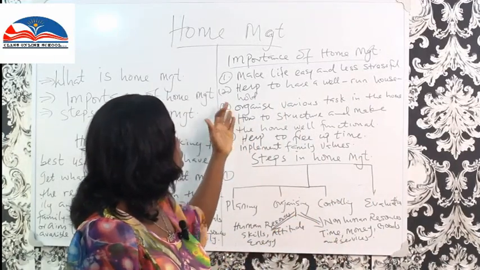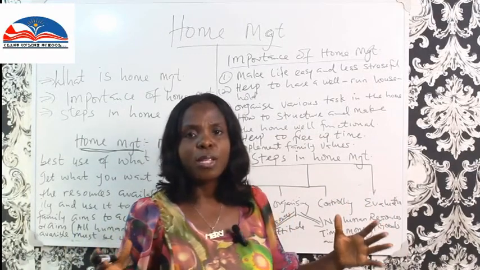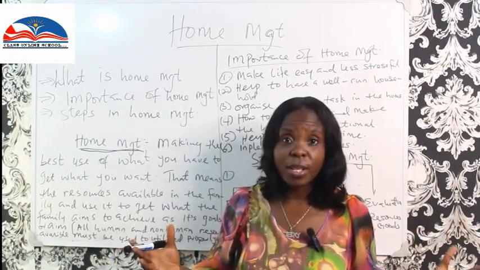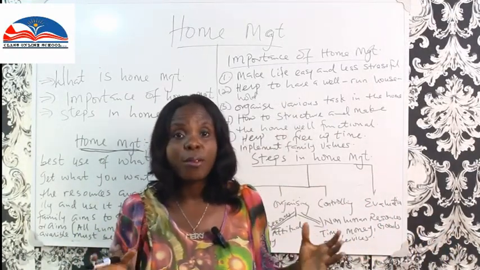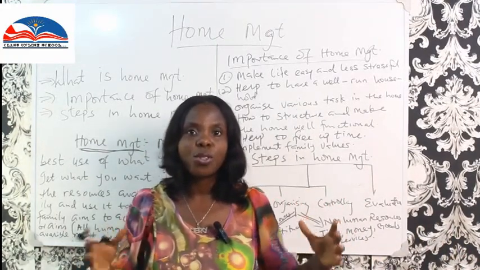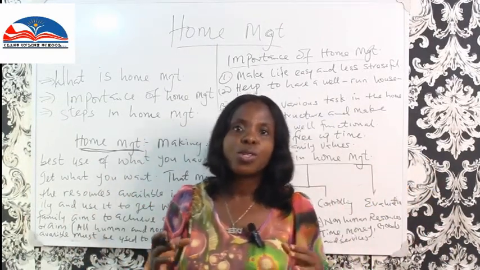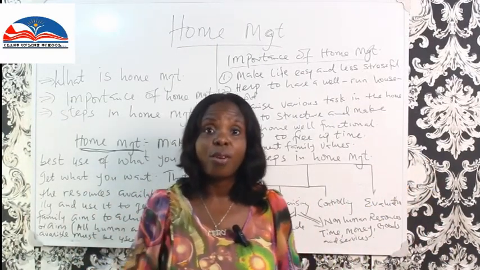Then we'll have the next one, organize various tasks in the home. The home is made up of a number of persons. For a small family, father, mother, and children. For an extended family, father, mother, children, and other extended members of the family. Tasks are apportioned to each individual to make life easy for everyone.